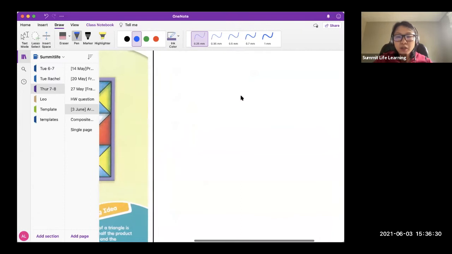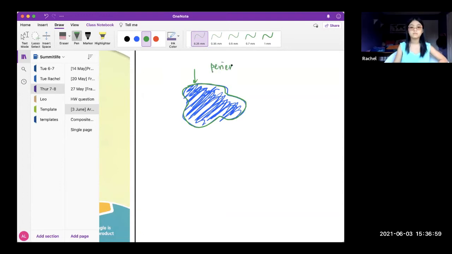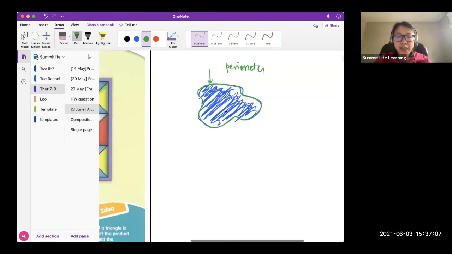So area, what is area? We want to find out how big a certain figure is, how much it has enclosed. I want to know how big this part is that has enclosed. If I just want to know the length of this boundary, do you remember what we call it? I want to know how long this green line is. Yeah, Rachel? It's called perimeter. Yeah, perimeter. For perimeter, we talk about how long this boundary is. For area, we want to know how big this part is that has enclosed.